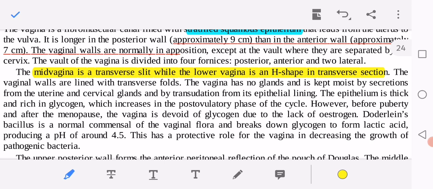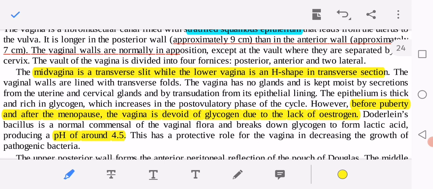Before puberty and after the menopause, the vagina is devoid of glycogen due to the lack of estrogen. This is important again. Doderlein's bacillus is a normal commensal of the vaginal flora and breaks down the glycogen to form what? The lactic acid, producing a pH of around 4.5. This is again a very important point.